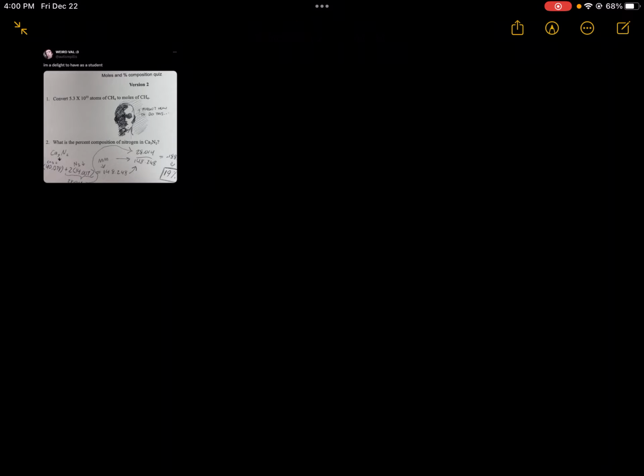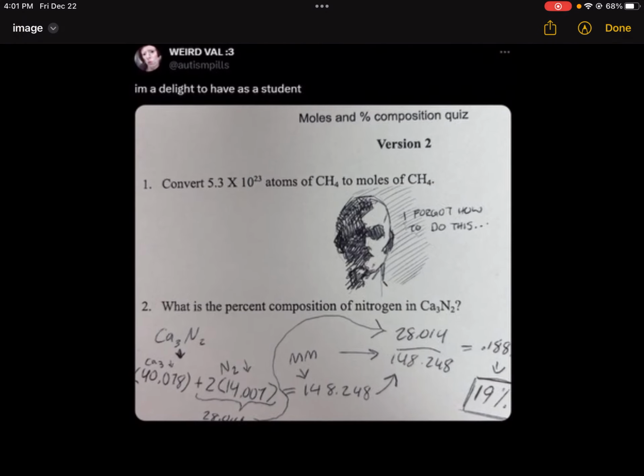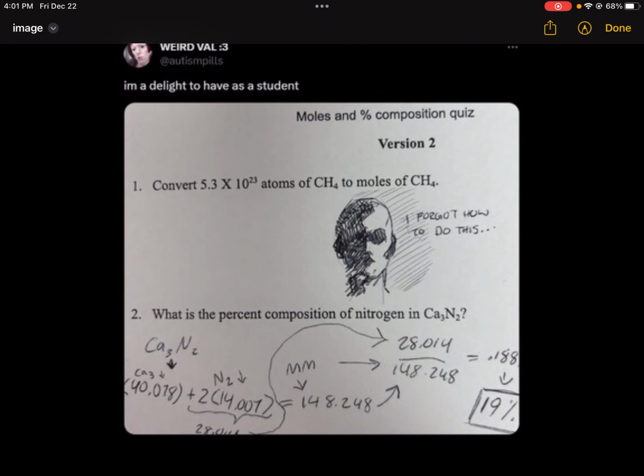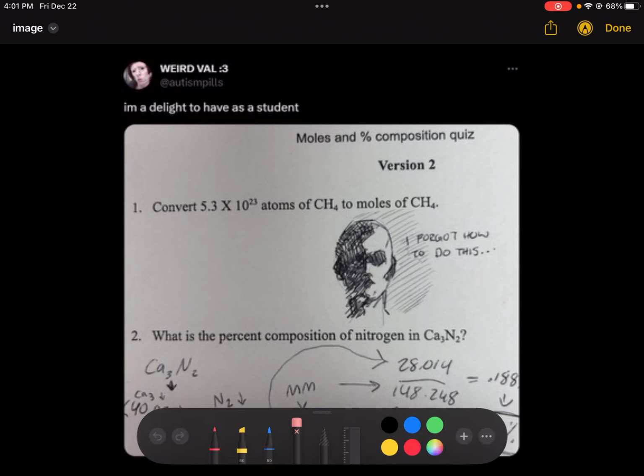So I've been seeing this post float around social media for a few weeks now, and I think a lot of people just kind of resonate with the general feeling of despair that comes with chemistry or just education as a whole. But the question itself is actually pretty simple. So I just really quickly wanted to go over how to solve it.